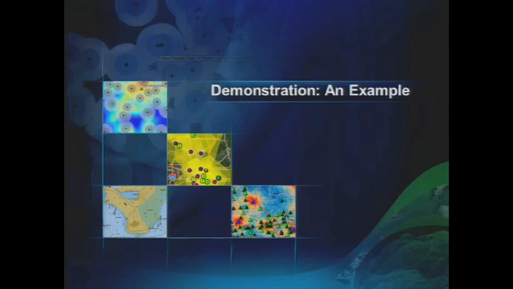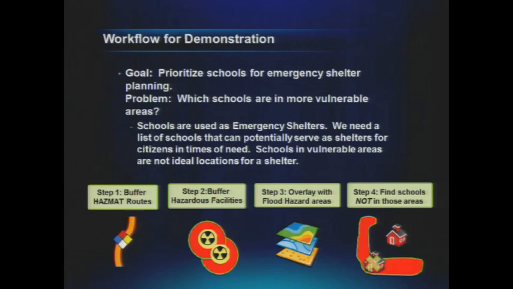So the basis for my demonstrations today in that Kentucky map is because I need to solve a problem. I tend to focus a lot on public safety in my region, so this is near and dear to my heart. We have a scenario here where we need to prioritize the schools in the area for emergency shelter planning. We tend to use these schools as shelters in cases of emergency because they have larger areas and rooms where we can put people.